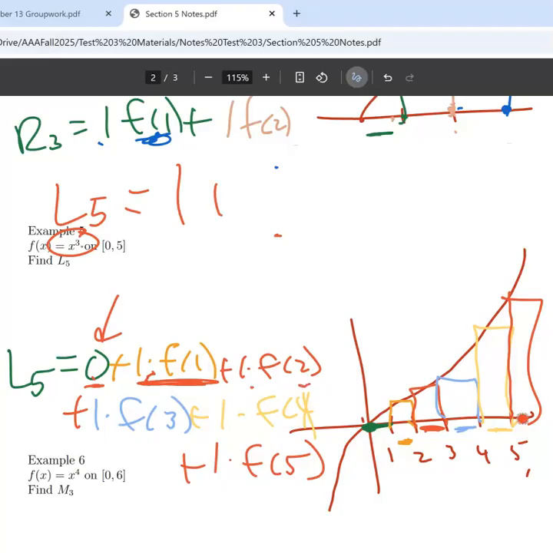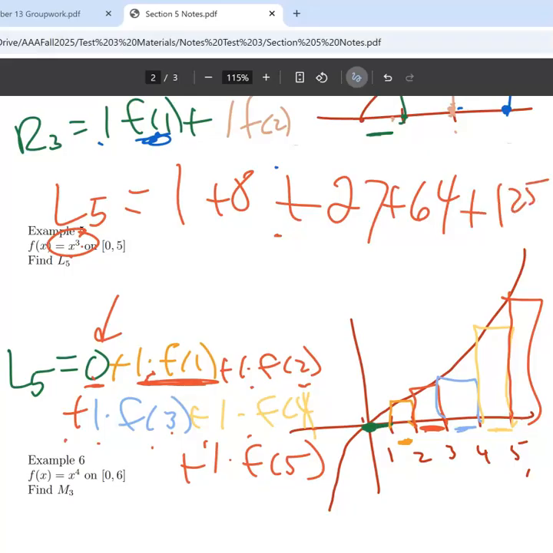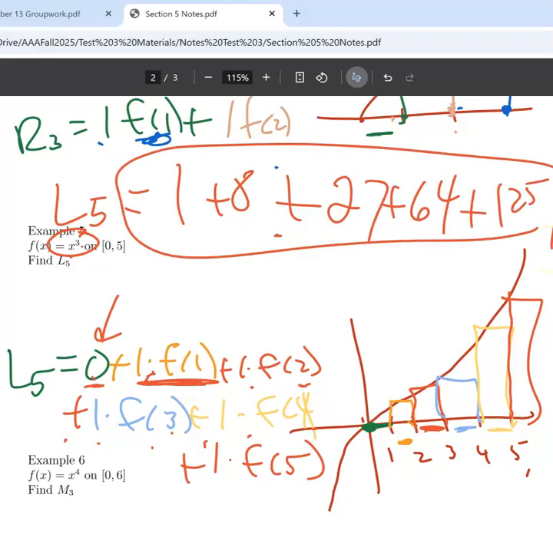Well, I know 2 cubed is 8, plus 1 times f of 3. I know that 3 cubed is 27, plus 1 times f of 4. I know that 4 cubed is 64, and 1 times f of 5, that's 125. That's a beautiful answer right there.